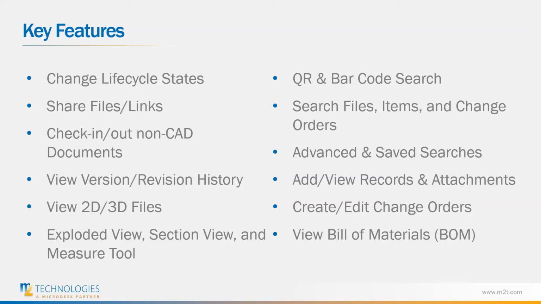We can also use the QR and barcode search to scan QR codes or barcodes on physical documents and pull them up quickly in the mobile app. We can also do searches within the app for files, items, and change orders, and do advanced searches for more specific criteria on the search, and save searches so that we can access them later.